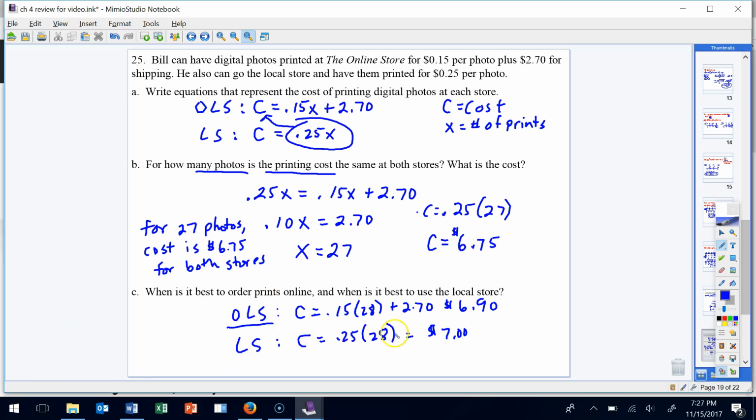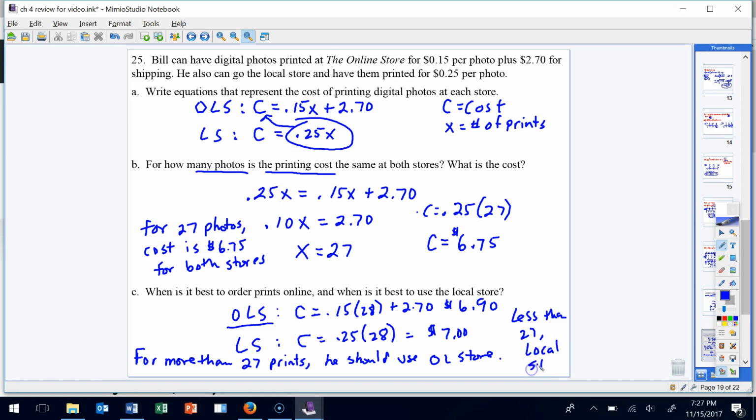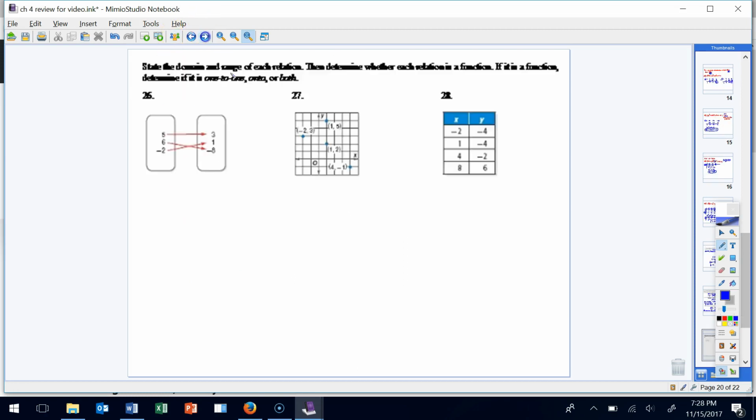So we can word it this way. We've just kind of proven it. For more than 27 prints, he should use the online store. For less than 27, local store. 27 is really what we call the break-even point. So you can prove it just by going into either one of these store functions and replacing X with a number above 27 or a number below 27 and see what comes out. And that's your final answer for number 25.